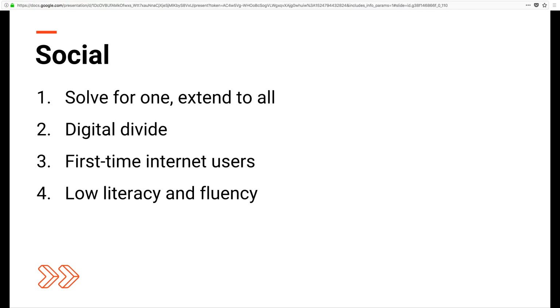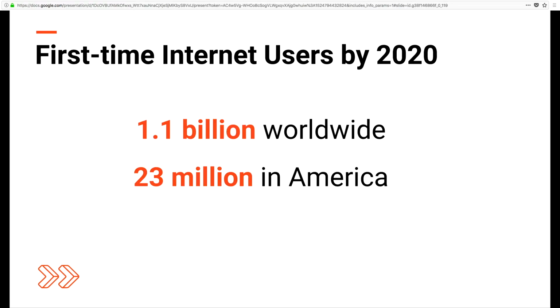And so the next on our list is we're going to see a lot of first-time internet users in the next year. And for my numbers people, I got some stats for you. By 2020, 1.1 billion people worldwide are going to be accessing the internet for the first time, with 23 million of them being in America. That is an insane amount of people.